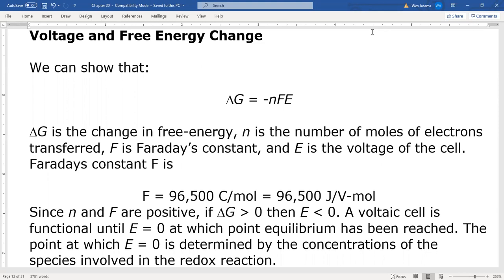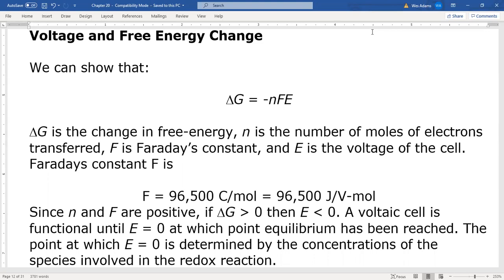96,500 joules per volt per mole, where a coulomb is a joule per volt. We'll more likely use the 96,500 joules per volt in this case because I want to get something in joules to work with. Since N and F are positive, delta G is positive if E is negative.